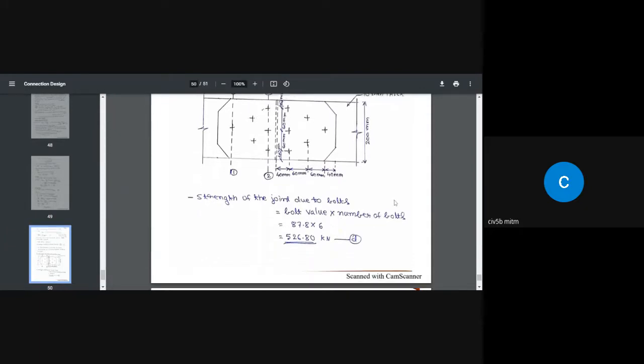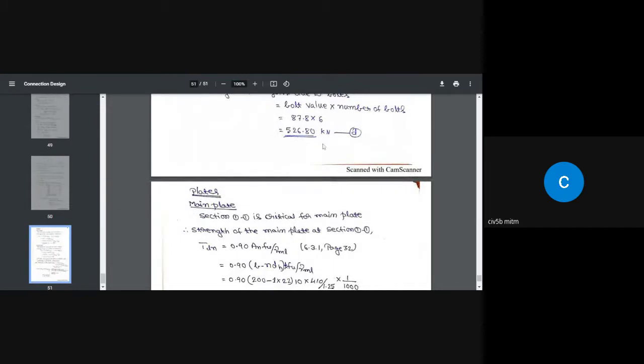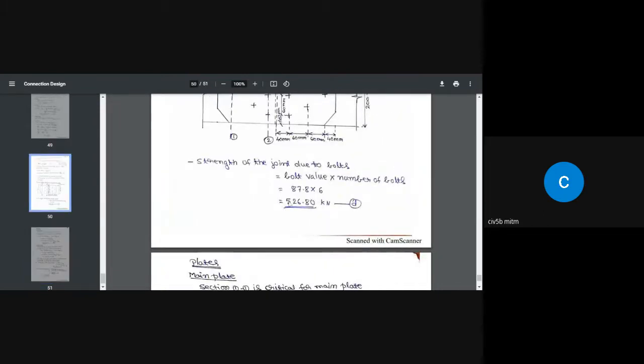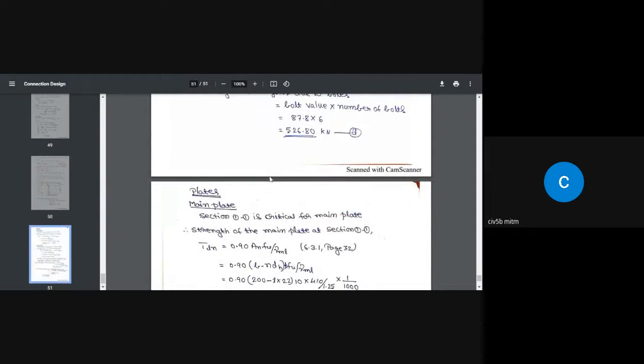The strength of the joint due to bolts is, of course, the bolt value 87.8 multiplied by 6 bolts. So that is the strength of the joint, 526.80 kilonewton. We are going to make use of these values when we calculate the efficiency. For time being, don't worry about this. We'll find out the strength of the main plate here and the strength of the cover plates in section 2-2.